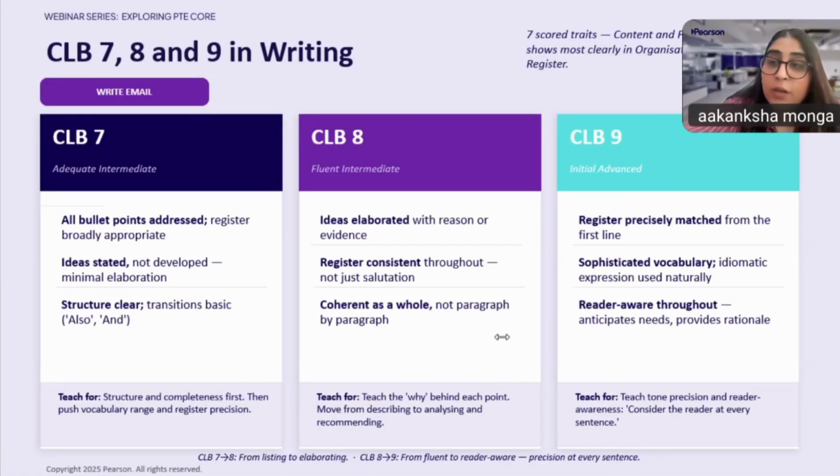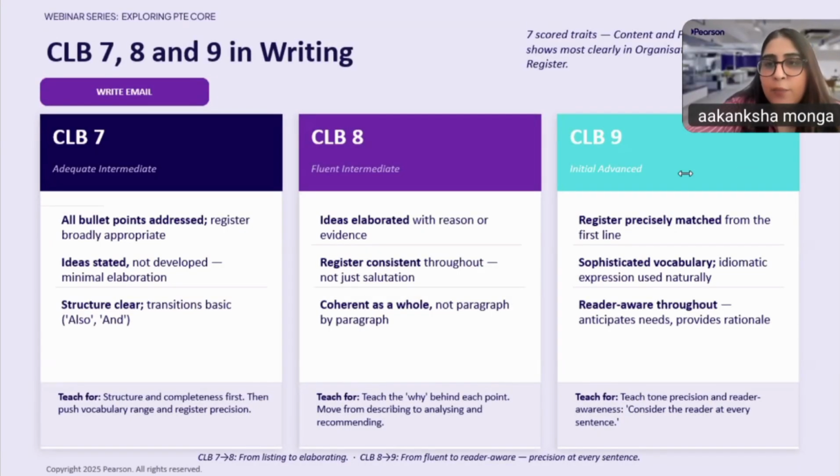So here what you can teach for to push them into the next score bracket is to talk about the why behind each point. So more elaboration, giving more of their reasoning, supporting their point with some detail, and not just describing what's happening or what could happen, to also show more analysis, to show more of an understanding in depth.